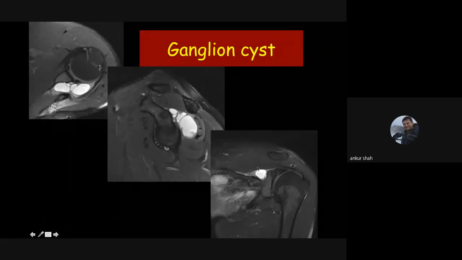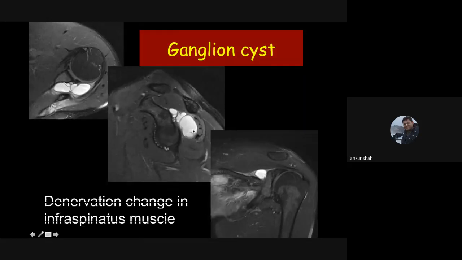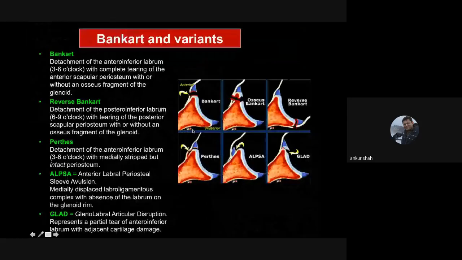Particularly when you see such a cyst in this region, the region of the suprascapular notch, it can cause compression over the suprascapular nerve, and that can result in denervation changes in the muscles. If you look at all these muscles, the supraspinatus, the teres minor, the infraspinatus is edematous compared to the rest of the muscles. This is because of compression of the nerve to the infraspinatus at the suprascapular notch, which results in this edema in the infraspinatus because of the denervation changes.